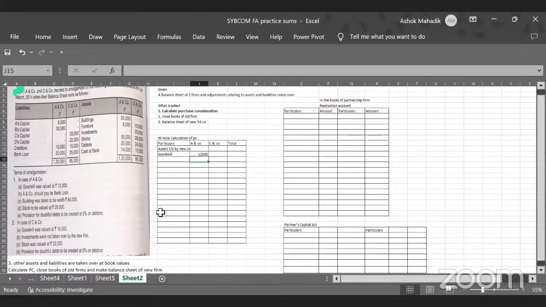So I'll show you that when we close the books of old company. For now, don't take that in PC. Clear? Third, building was taken to be worth 64,000. So value of building is 64,000.